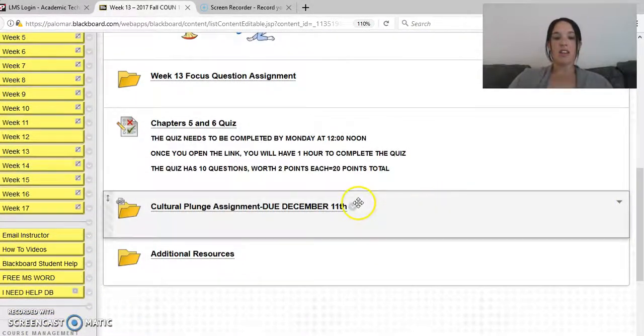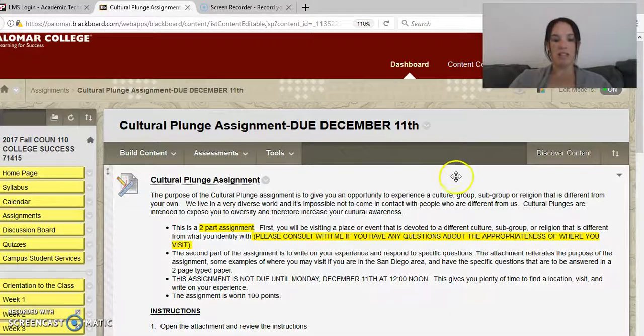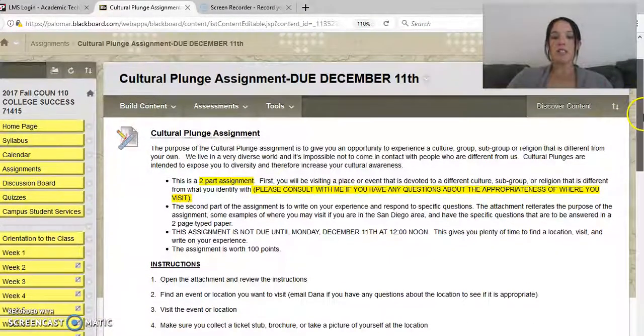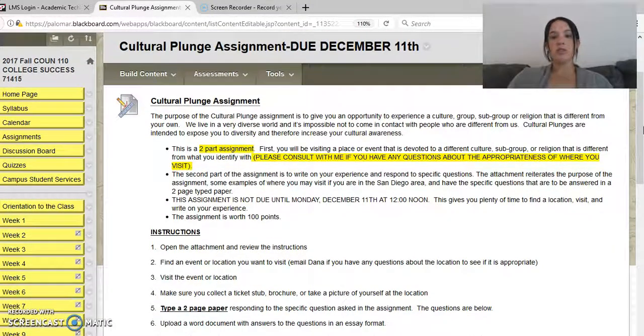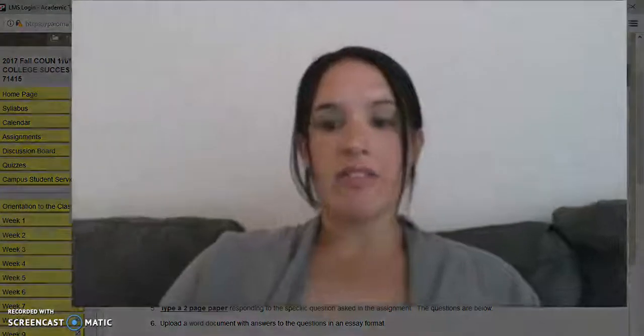And then the cultural plunge assignment isn't due until December 11th. So I want to talk about the cultural plunge assignment for a second. It's a 2-part assignment, and I'm giving it to you very early on so that you have time to actually go visit one of the locations. So the cultural plunge assignment, again, is to stretch us and get us out of our comfort zone and to engage in maybe something that's different from what we're typically used to.